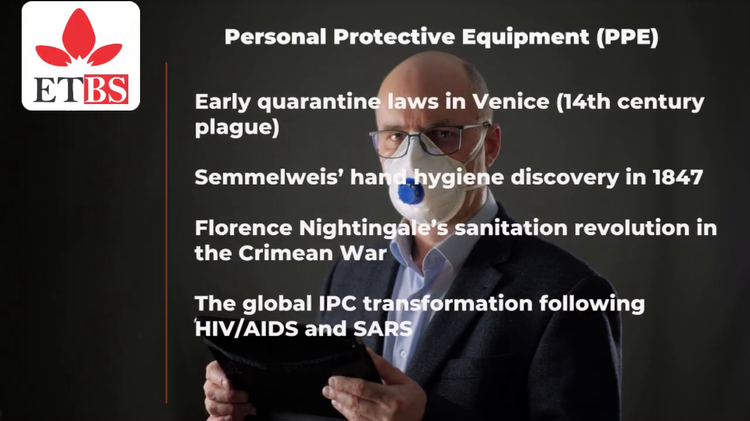2. Personal protective equipment, PPE. Types of PPE. Item and purpose. Gloves: protect hands from contamination. Gowns and aprons: protect skin and clothing from body fluids.